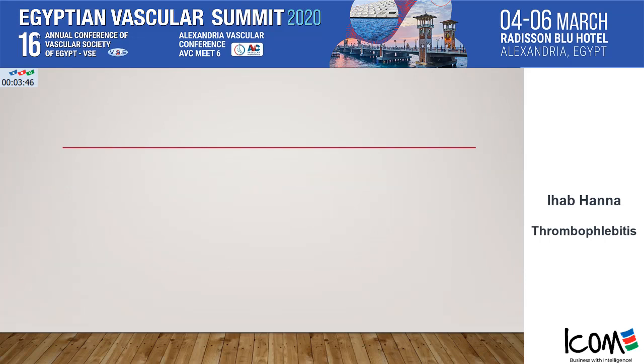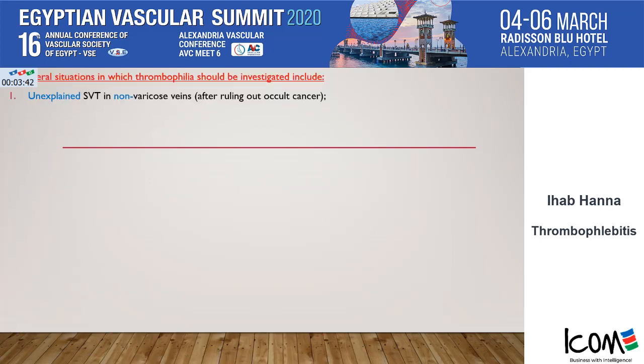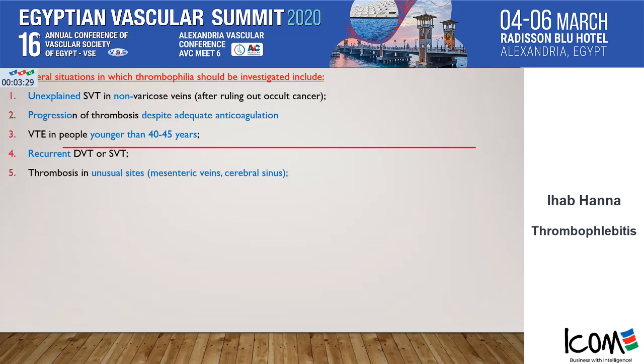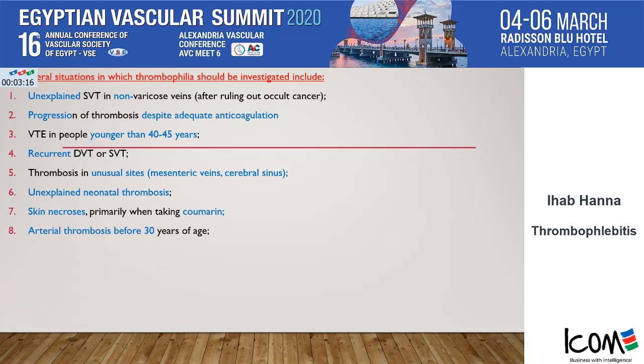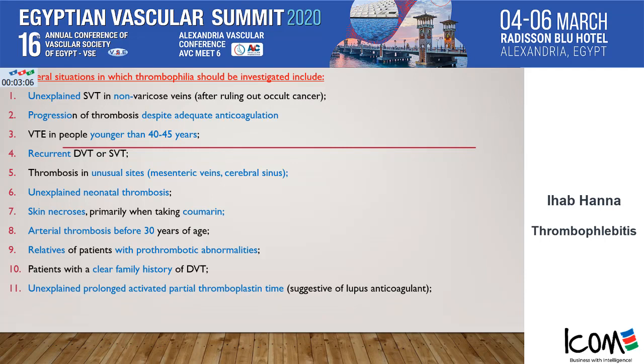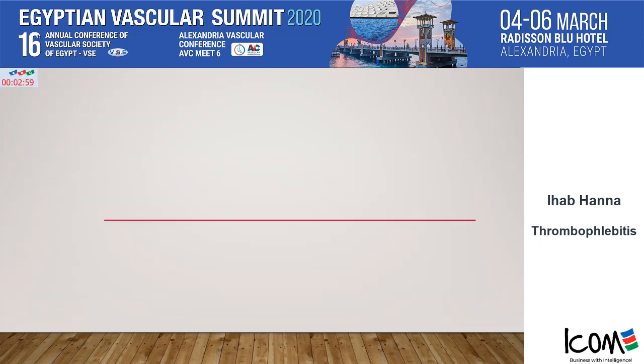Testing is recommended only in the following situations: unexplained superficial vein thrombosis in non-varicose vein patients, progression despite adequate anticoagulation, younger people less than 40 to 45 years, recurrent venous thrombosis or superficial vein thrombosis, unusual sites like mesenteric vein or cerebral venous sinus thrombosis, unexplained neonatal thrombosis, skin necrosis caused by coumarin or warfarin, arterial thrombosis before 30 years of age, patients with post-thrombotic abnormalities, patients with a clear family history of DVT, also unexplained prolonged activated partial thromboplastin time, and recurrent pregnancy loss.